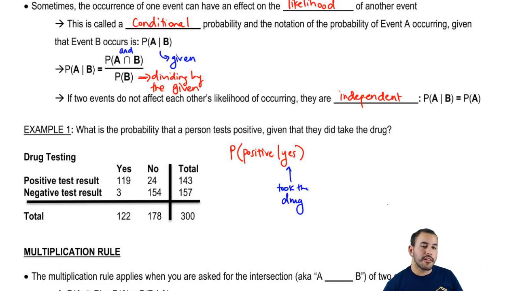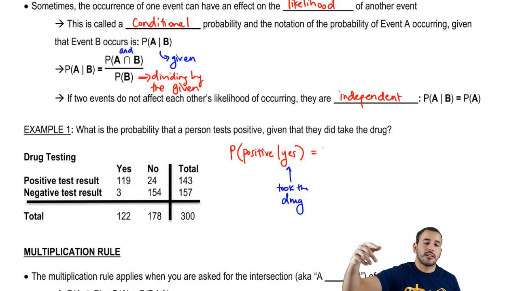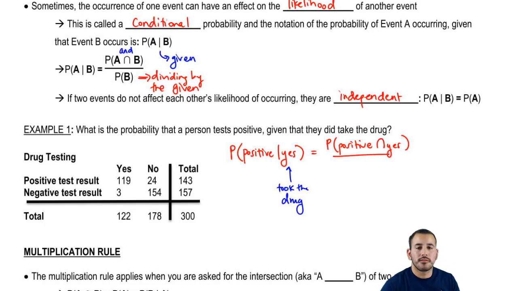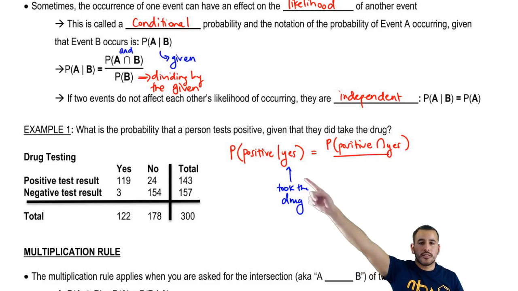Alrighty. So probability of positive given yes equals what? So probability of A given B, the top part is the intersection, right? We're looking at one and the other one happening at the same time. So probability of positive and yes, divided by what? What do we always divide by? It's right there. I wrote it down. Divide by the given, right?